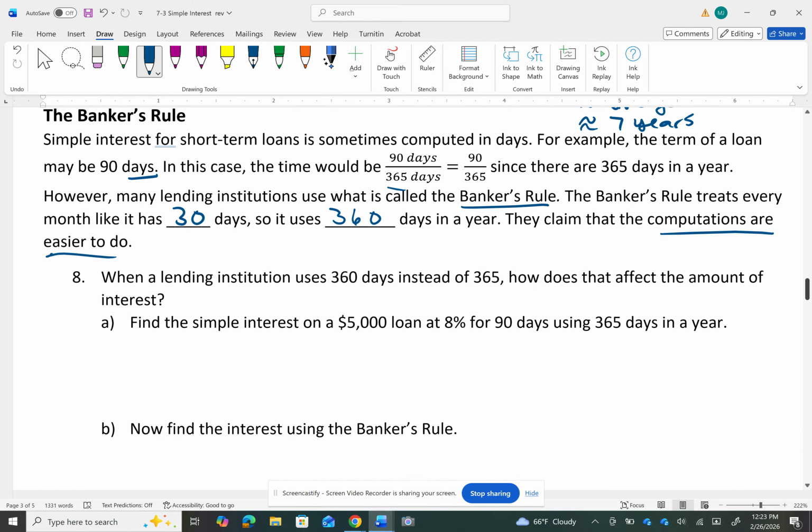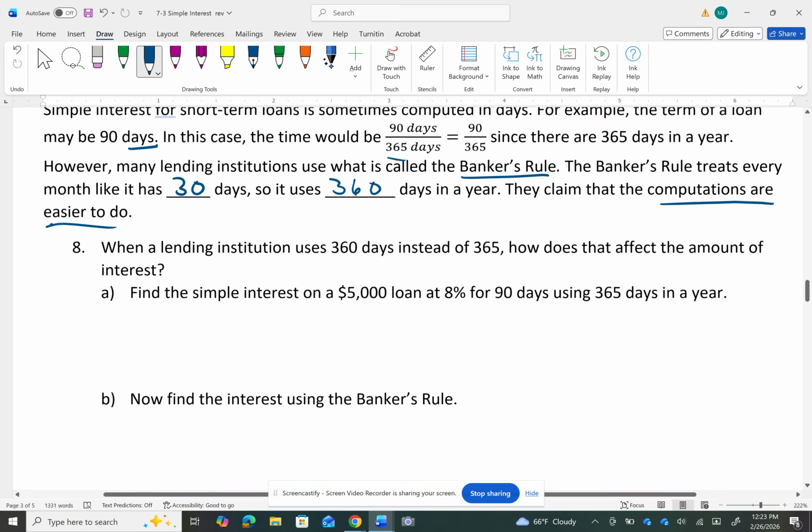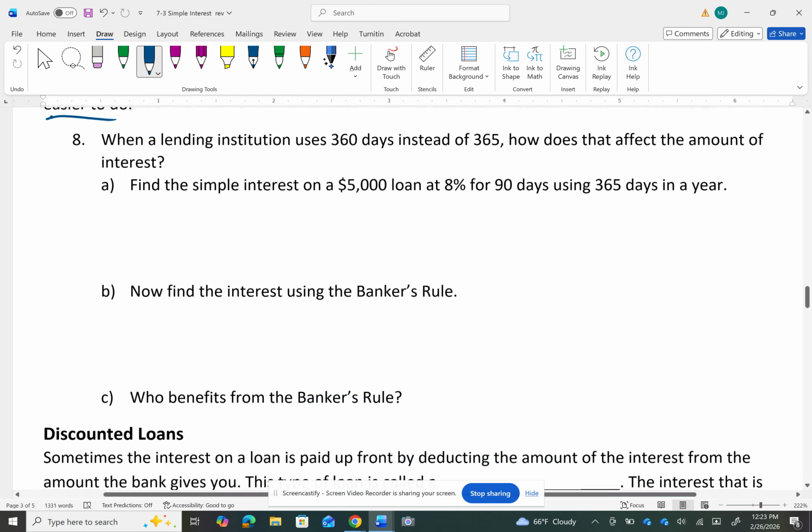All right, so let's check on this. Let's see how that affects the amount of interest. Let's suppose that we're looking for the simple interest on a $5,000 loan. Here are the terms: it's 8% for 90 days, and we're going to use 365 days in a year. We just want the interest. We'd put in the principal, the interest rate written as a decimal, and the time in years, so 90 days divided by 365. You can type all that in and calculate it.